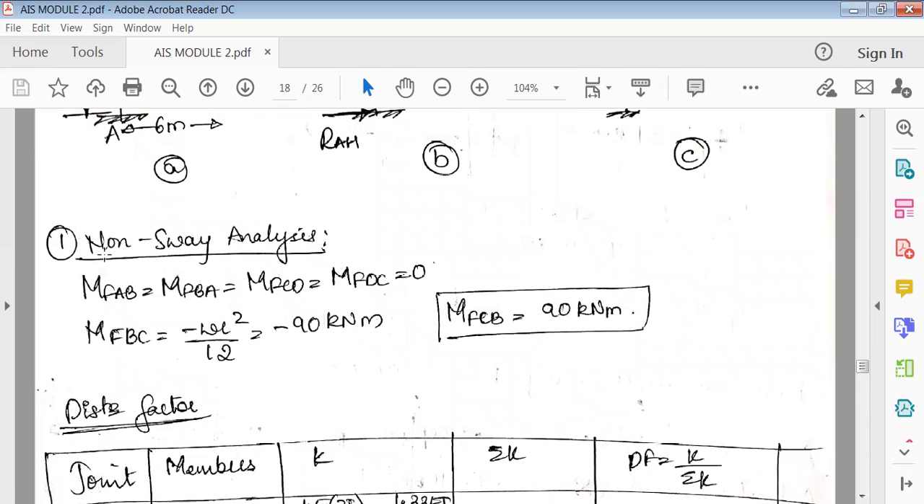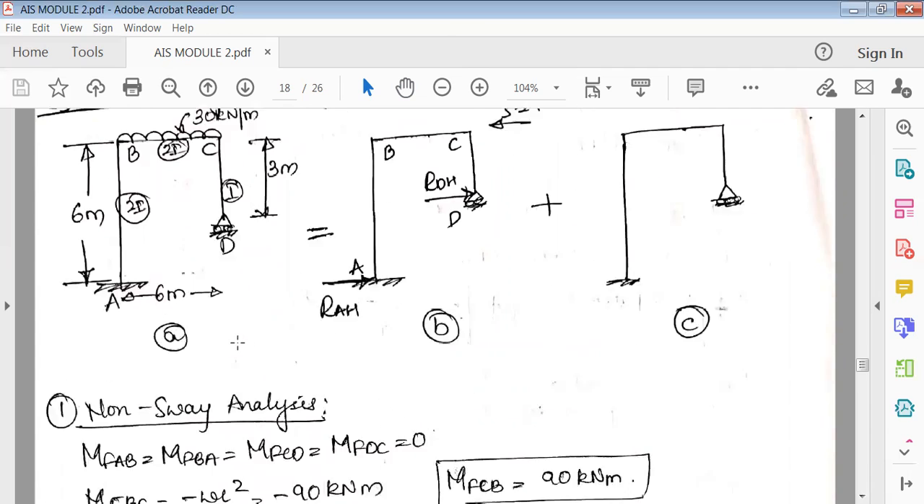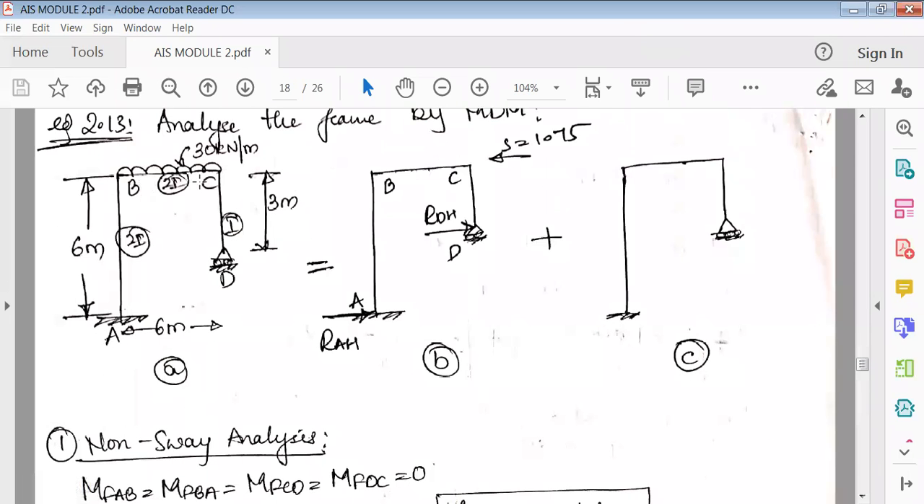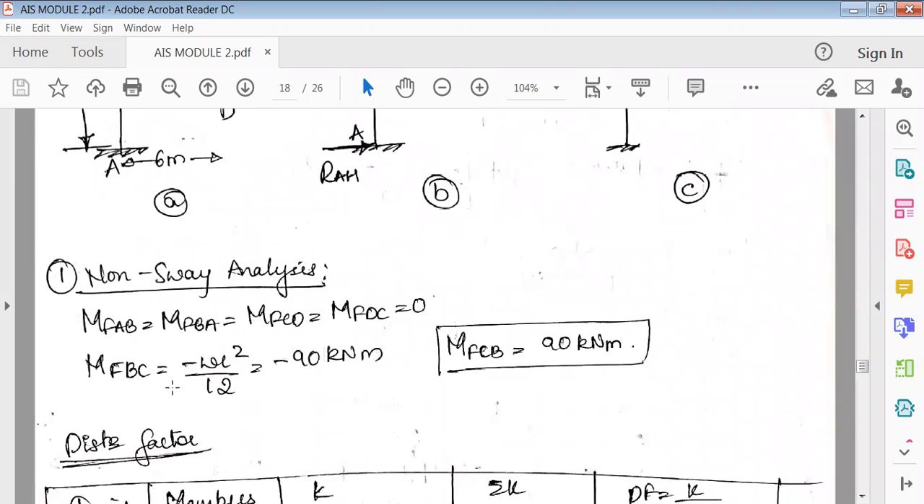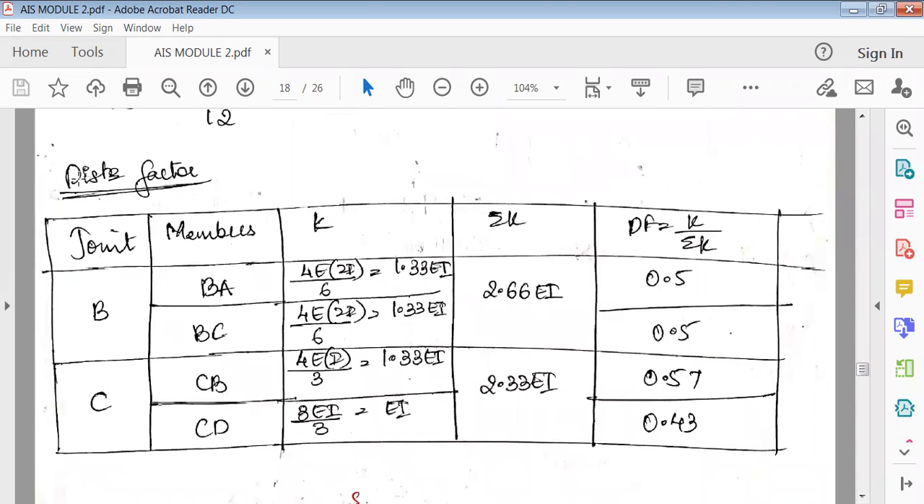The first thing in non-sway analysis is to find the fixed end moments. You can see here A, B and C, D don't have any loads. Because they don't have any load, the fixed end moments MFAB, BA, CD and DC are going to be 0. There is a UDL only in the BC span. So MFBC is equal to minus WL square by 12, because it's UDL, so minus 90, and MFCB is plus 90.